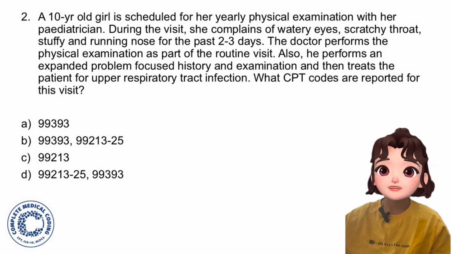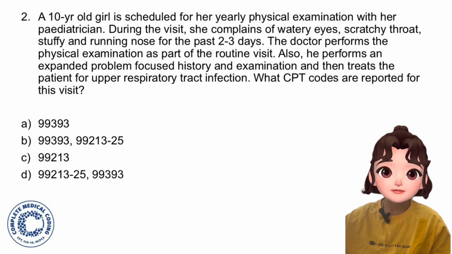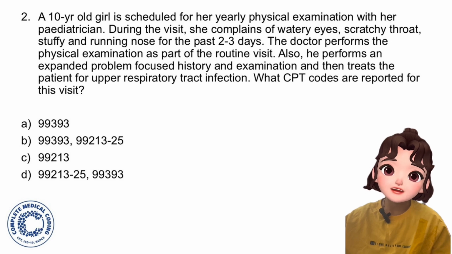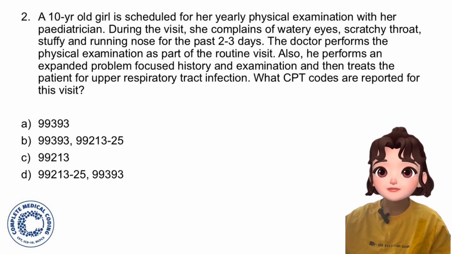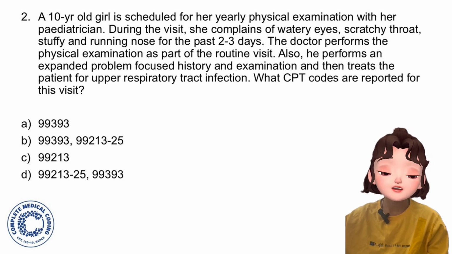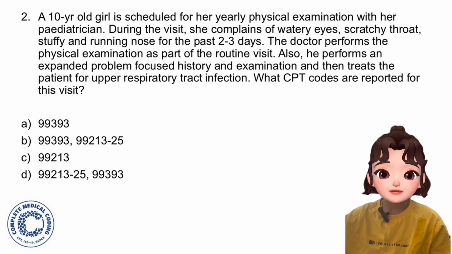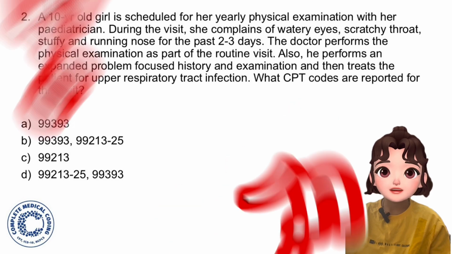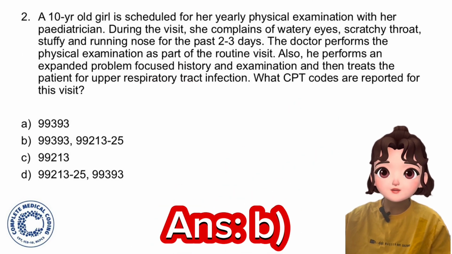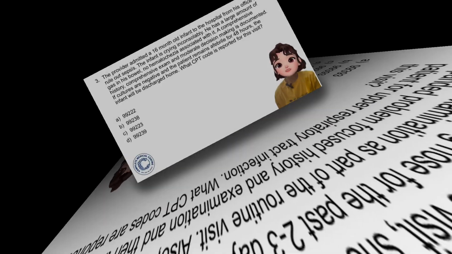And which should be primary? Should we use the modifier on the primary code, as in option D, 99213 with modifier 25? No, modifiers you should always mark on the secondary CPT, not the primary. We should not use a modifier on the primary code. So the correct coding sequence will be option B: 99393 and 99213 with modifier 25.